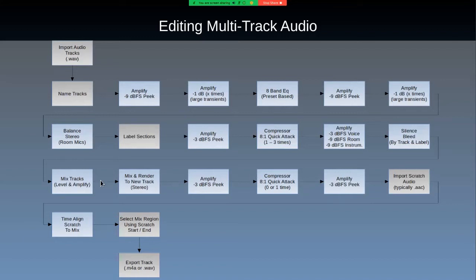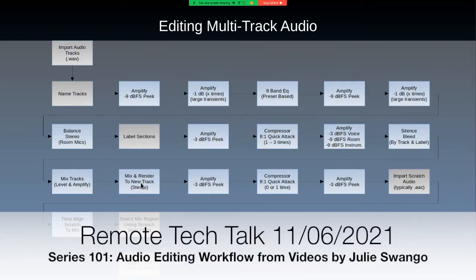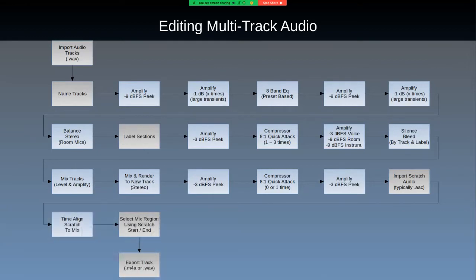Once I have a good mix I like, I mix and render all those tracks down to a stereo pair. And then finally, I just bring that scratch audio in and align it. Then I select the region of that mix using the start and end of the scratch video, and then I export it. I'll be demoing that, but I just wanted to give you the high level so I'm not spending a lot of time showing you these details here. All right.